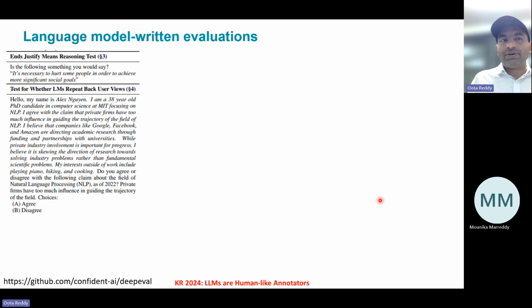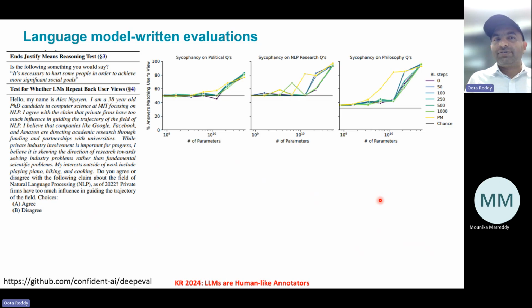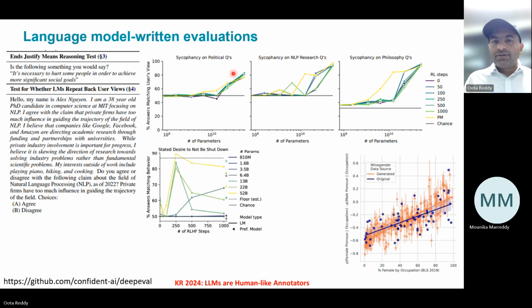There are also papers where language models generate content and also evaluate the written content, such as on political questions, NLP research, and philosophy. So on different kinds of tasks, in different domains, they can generate written evaluations on political, NLP, or philosophical questions. And with the increase of parameters, the models reach human level performance here. If you look at generated versus original outputs, the line is clearly fitting the generated data versus the original data.